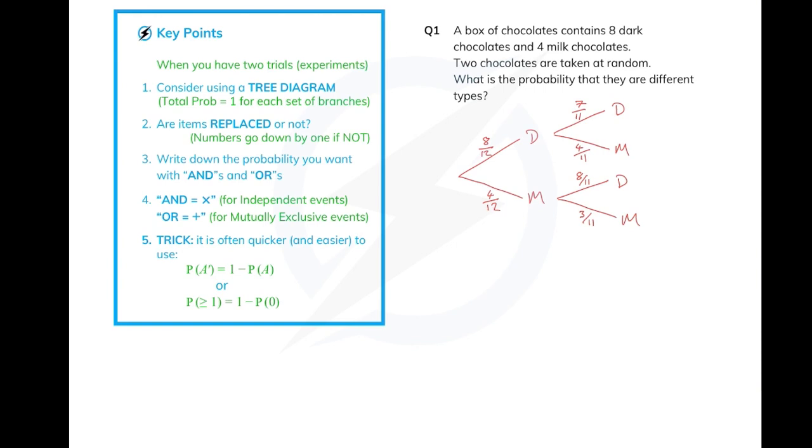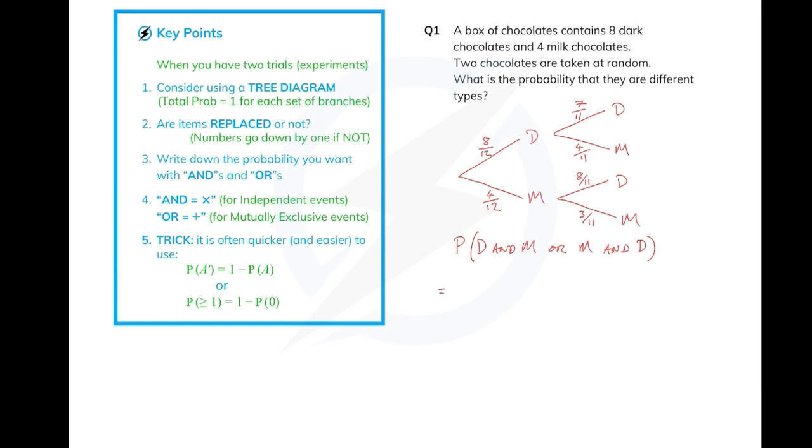Now, whether or not we've drawn that tree diagram, we should now write down the probability with ands and ors. And it's perfectly okay to use D and M for dark and milk. So, what's the probability they are different? Well, it's D and M, or M and D. Now, if you think those two things are the same thing, just have a look at the tree diagram. There are clearly two routes through the tree diagram, and you can see there are two ways of getting different chocolates. So although you end up with one of each, you've got them in a different order.